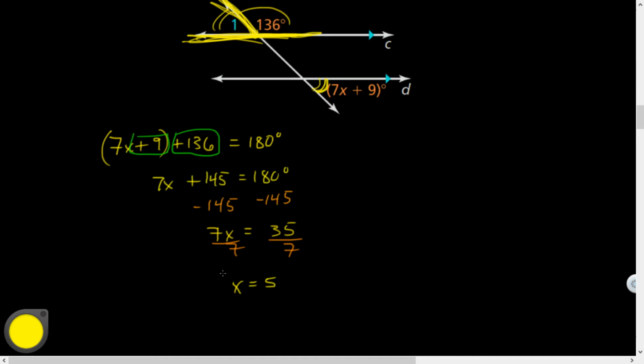X equals 5. And actually, I labeled the previous example with degrees, but x is actually not going to be measured in degrees. The entire angle is in degrees, but x is not going to be. That's fine. Don't worry about it. I wouldn't really mark it wrong or nothing, but yeah, there we go.